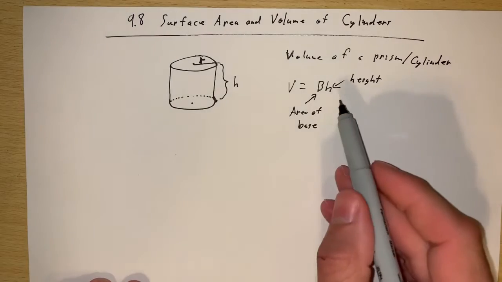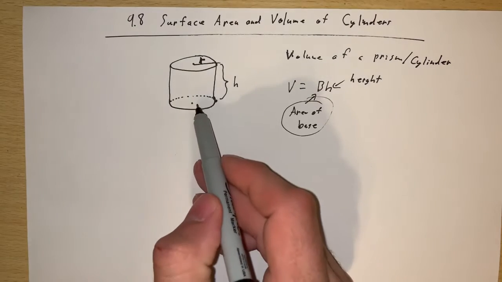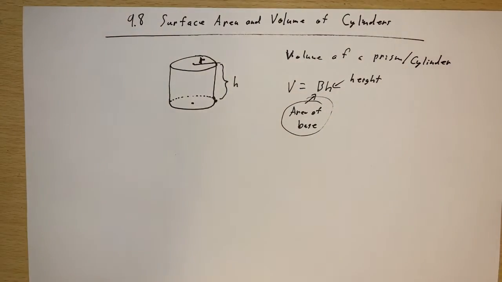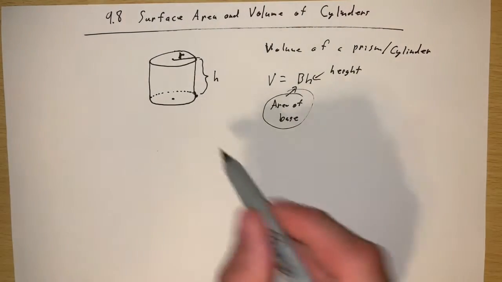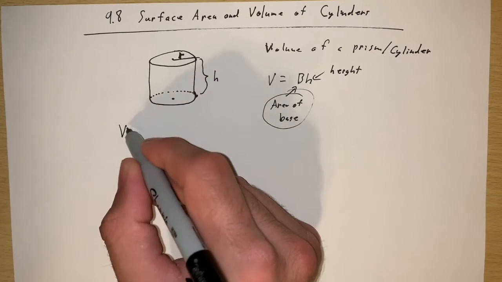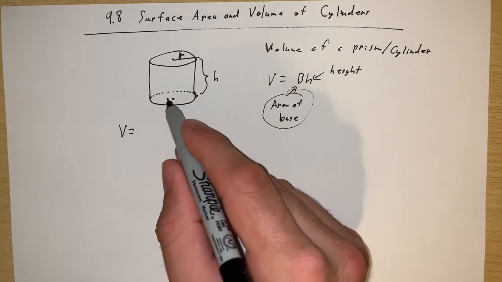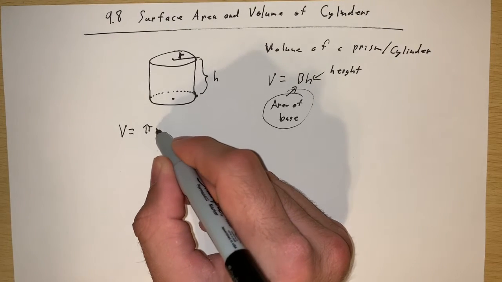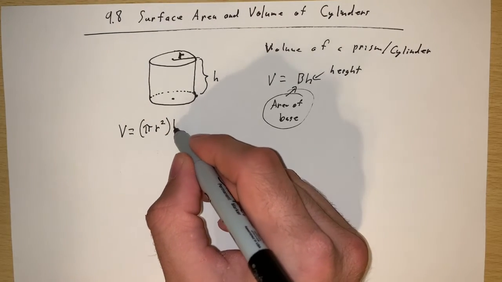The only difference is the way we find the area of the base, because now the area of the base is a circle. So you have to go back and remember what the area of a circle is. If I'm going to find the volume of a cylinder, my volume is going to be the area of the base, the area of the circle, which is pi r squared, multiplied by height.